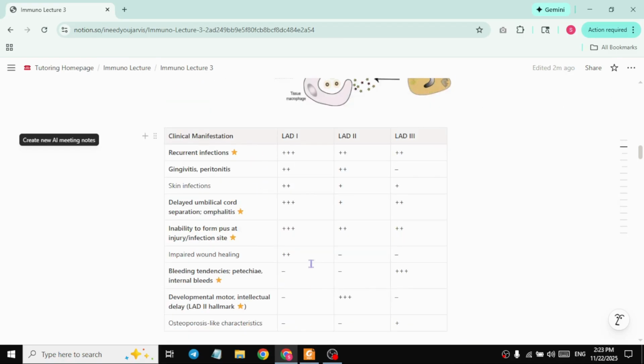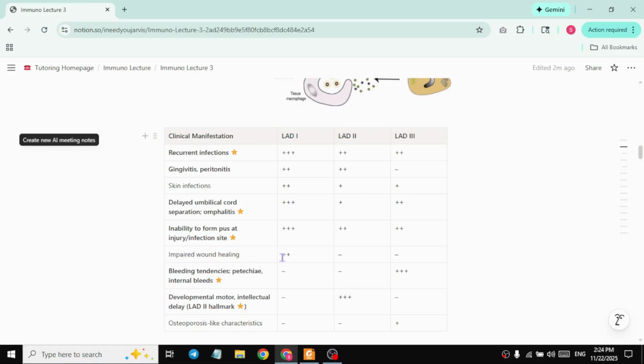I expand upon this using this table, and I've highlighted exactly which ones are going to be asked the most and which one's the hallmark, right? For example, recurrent infections, LAD type 1, main, okay? Gingivitis, peritonitis, you can see it in LAD 1 and 2, but mostly it's geared towards 1, right? Skin infections, again, LAD 1, compared to the others. But now you see delayed umbilical cord separation, omphalitis, LAD 1, some parts of LAD 3, right? But LAD 1 mostly. Inability to form pus at injury and infection site, mostly LAD 1. Okay.